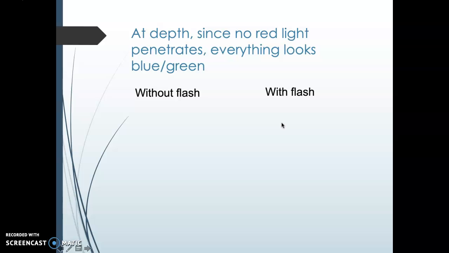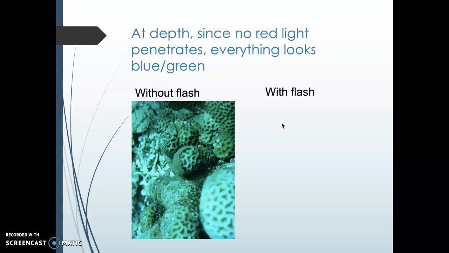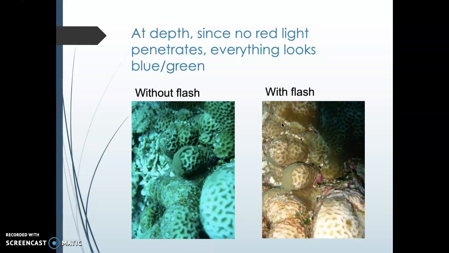So here's an example. I think I was at about 60 feet here, and this is what coral looks like in a dive 60 feet down without a flash. Here's what it looks like with a flash. Mostly green and blues because that's the light wavelengths that are penetrating, compared to my flash, which actually highlights what their colors really are.